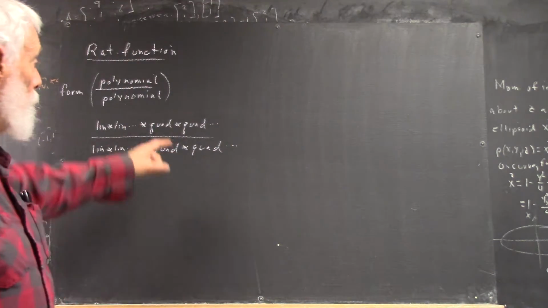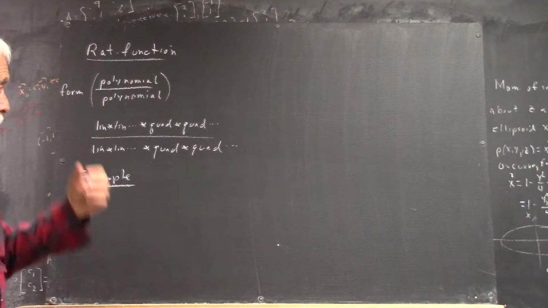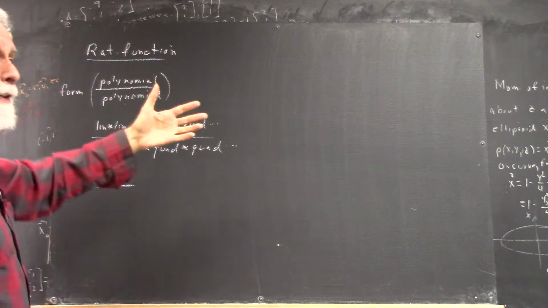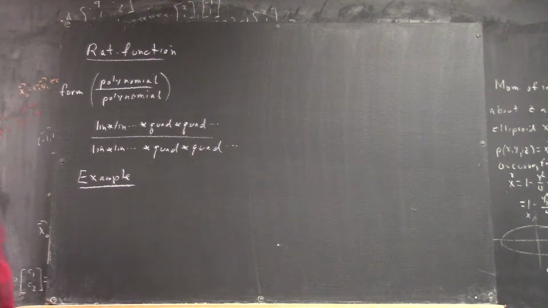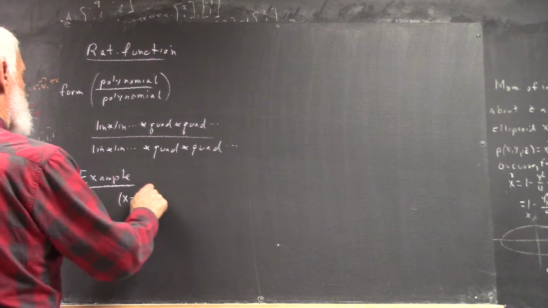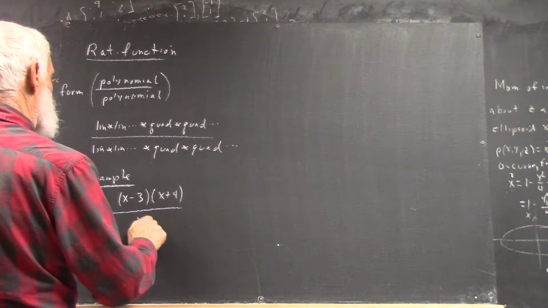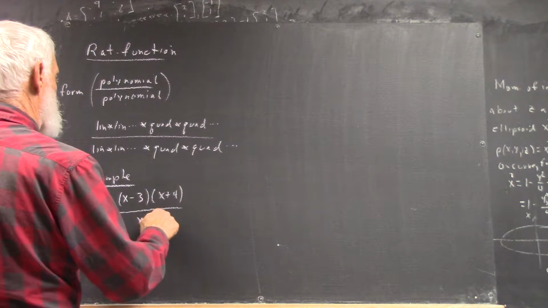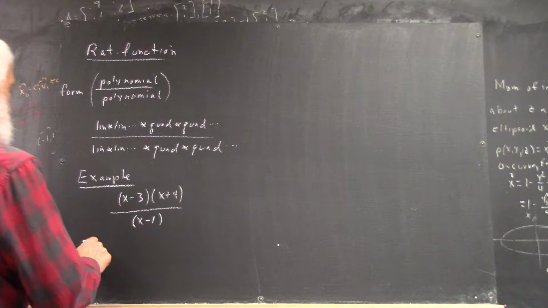If it's an irreducible quadratic, then it's either positive or negative everywhere. Linear functions are positive to one side of the zero, negative to the other side. Okay. So just an example, let's take x minus 3 times x plus 4 over x minus 1. Okay?